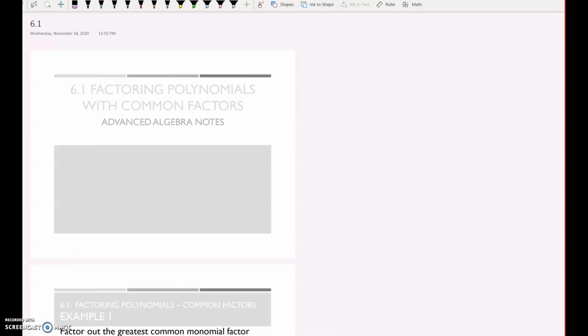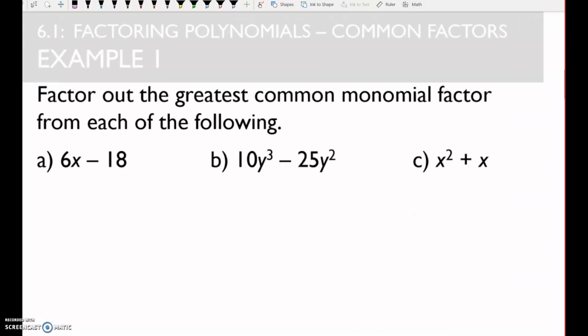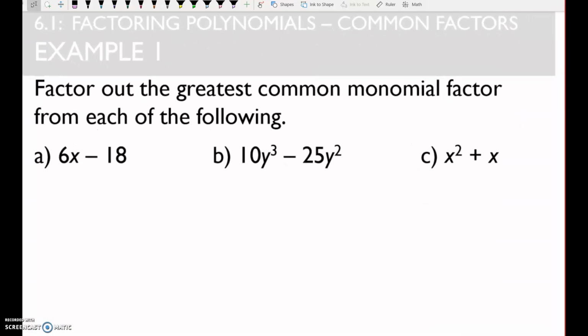Factoring polynomials with common factors. All right, so first we're going to break into the world of factoring with factoring out a greatest common factor, which we will later refer to as a GCF. Basically look at the two terms or three terms or however many terms there are and think about, what do these terms have in common? What could I divide out of all of these terms?